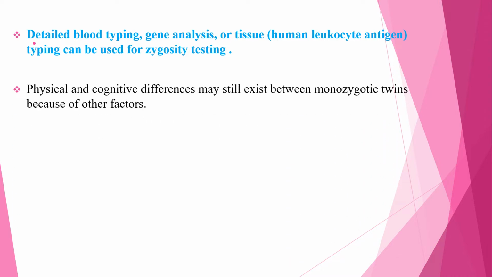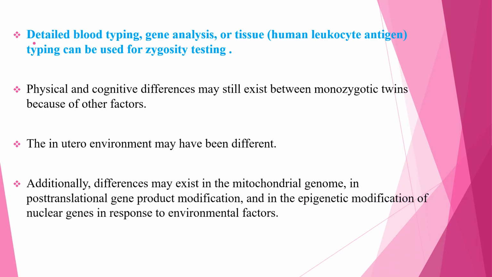Physical and cognitive differences can still exist between monozygotic twins because of other factors. The in utero environment may have been different, and also differences might exist in the mitochondrial genome, in the post-translational gene product modification, and in the epigenetic modification of nuclear genes in response to environmental factors.